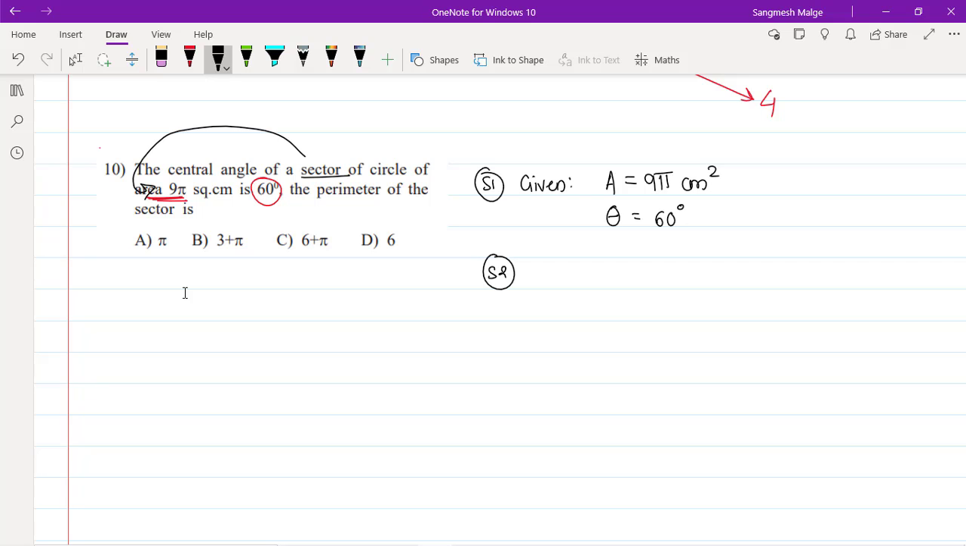What do you have to find out? Find the perimeter. Step number 3, what will you do? I will use the formula. What formula will you use here?